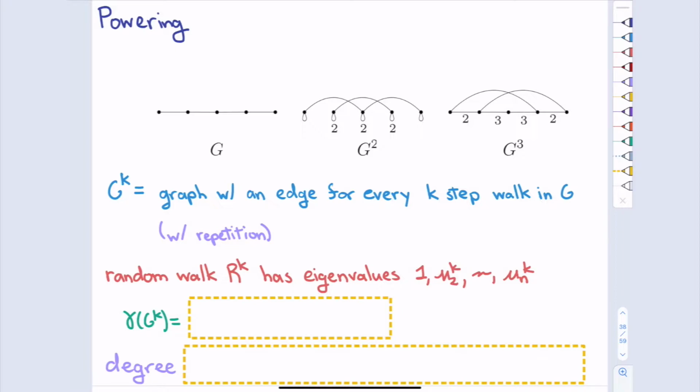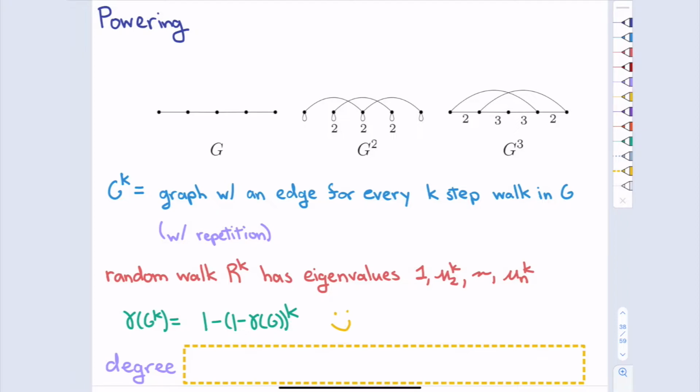All right, but this is good, right? Because in general, mu2 and mu(n) should be bounded away from 1 and -1, and raising it to the kth power will bring it further away from 1 and -1. Okay. So the spectral gap gets better. Hopefully I did this right. But whatever the spectral gap of G is, it's going to be like 1 minus 1 minus gamma G. So this would be either mu2 or mu(n), right? And so it's raising mu2 to the kth power or mu(n) to the kth power.